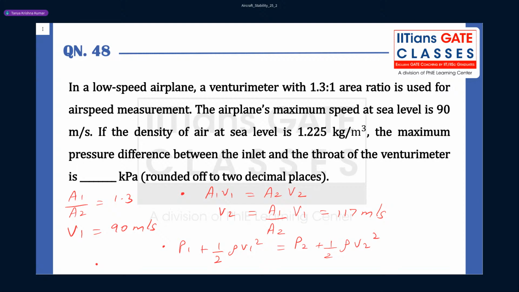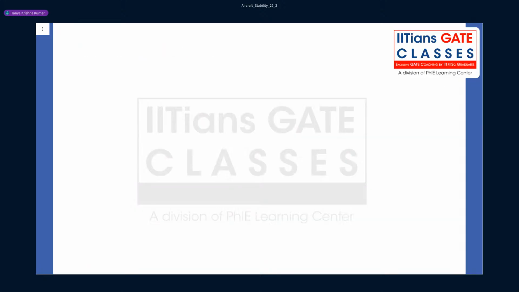I'll just take another sheet and we'll continue this. Write it in terms of the pressure difference because the question asks for the pressure difference. P1 plus half rho V1 squared equals P2 plus half rho V2 squared. Now we'll rewrite the equation in terms of pressure difference. So delta P equals P1 minus P2 equals half rho times (V2 squared minus V1 squared).